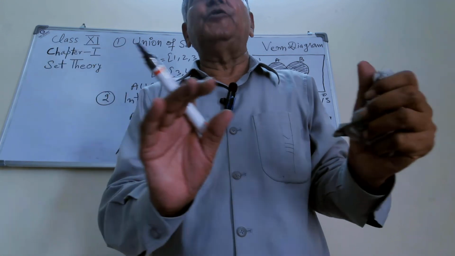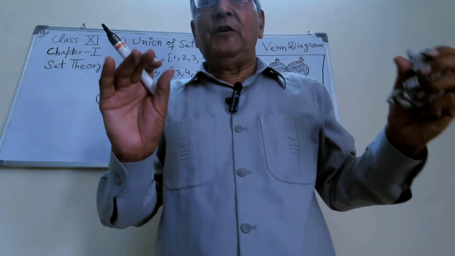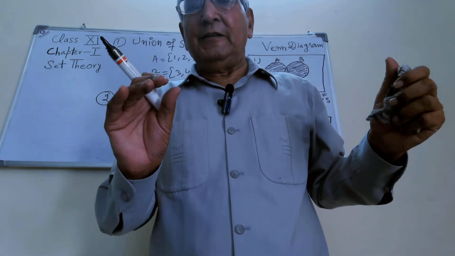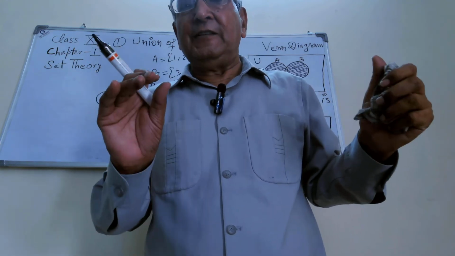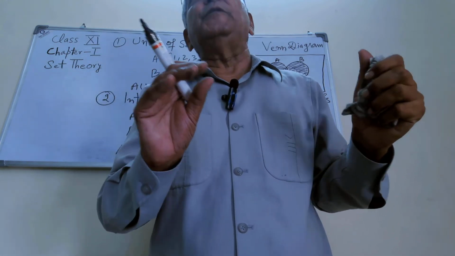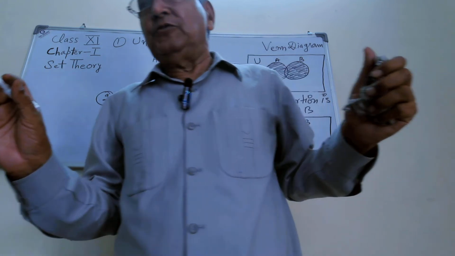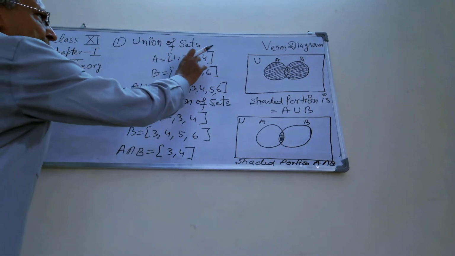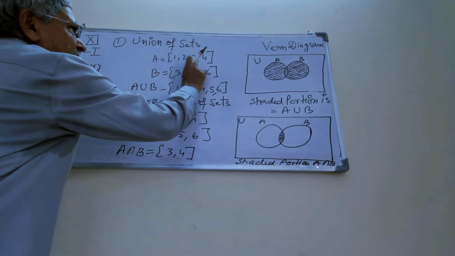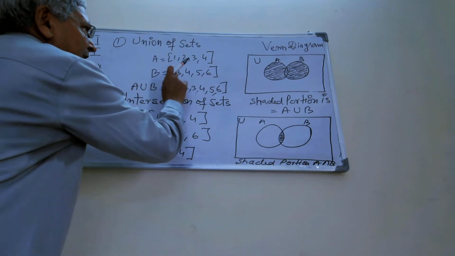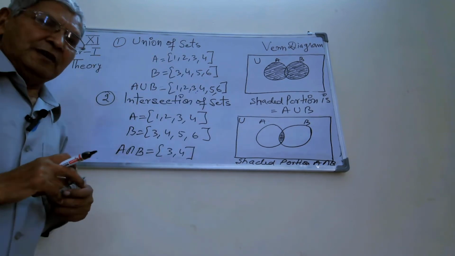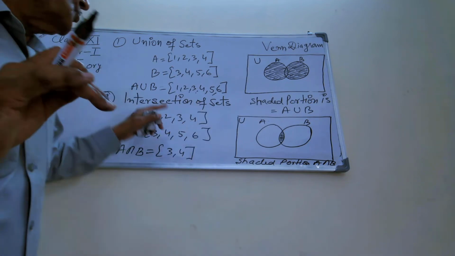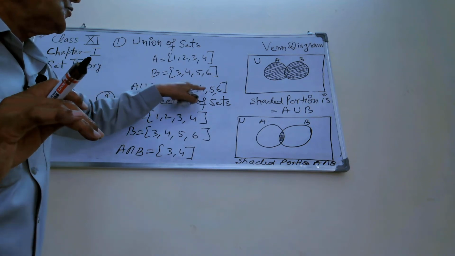There should not be repetition, because I have told you in the first part of set theory, in the definition of set, that the elements should not be repeated. So therefore in union, elements should not be repeated. First take all the elements of A, then write down the elements of B which are not in A. So A union B is equal to 1, 2, 3, 4, 5, 6.